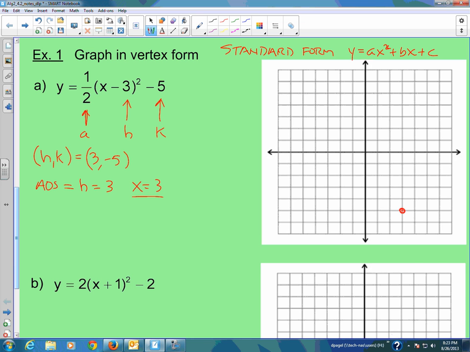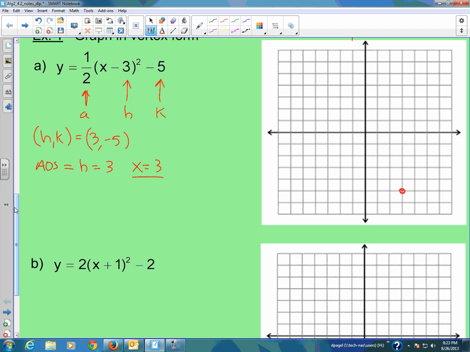Well, there are a couple of different things we could do. When we were in standard form, we found the y-intercept, and then we used reflection to find another point. We could do that here. We can find the y-intercept, and again, we make x equal 0 to find it, so y is equal to 1/2 times 0 minus 3 squared, minus 5. Following the order of operations, -3 squared is 9, and 1/2 of 9 is 4.5.